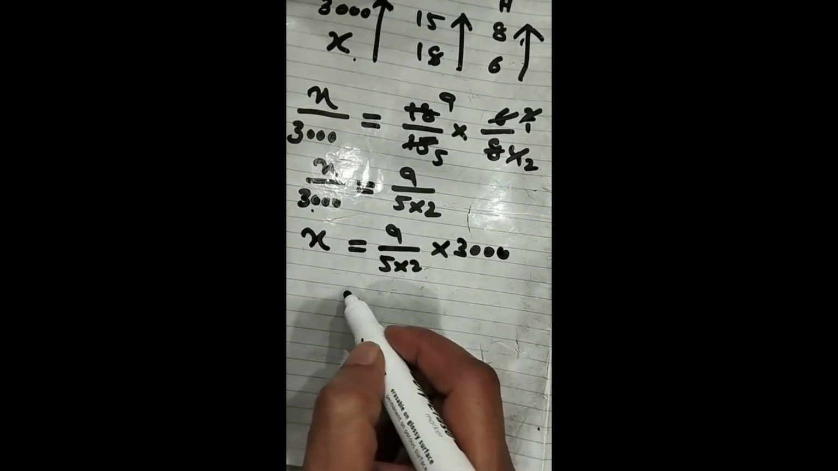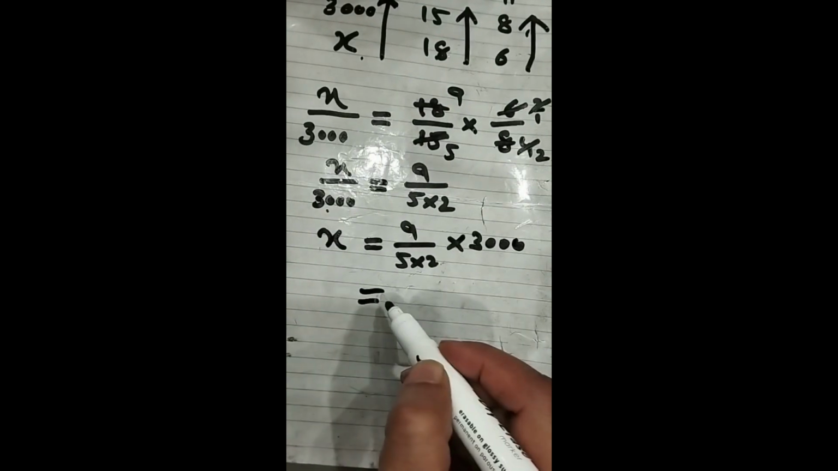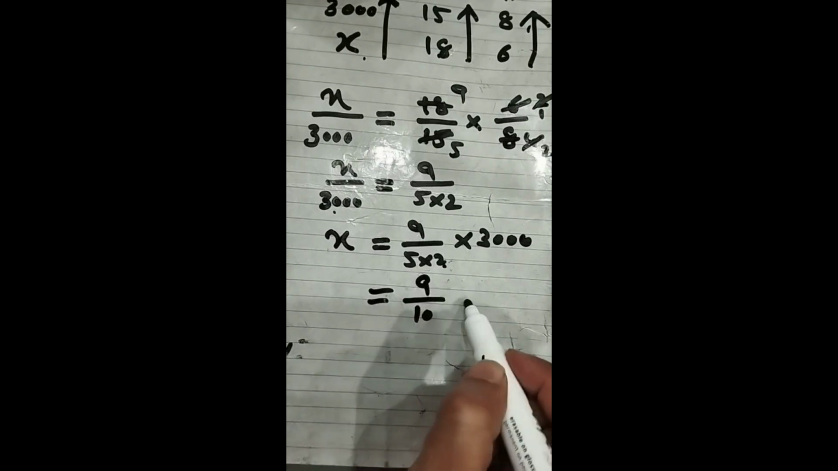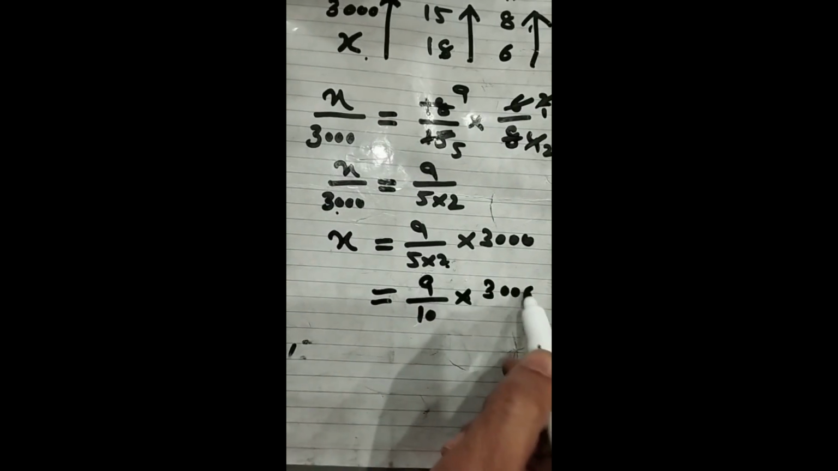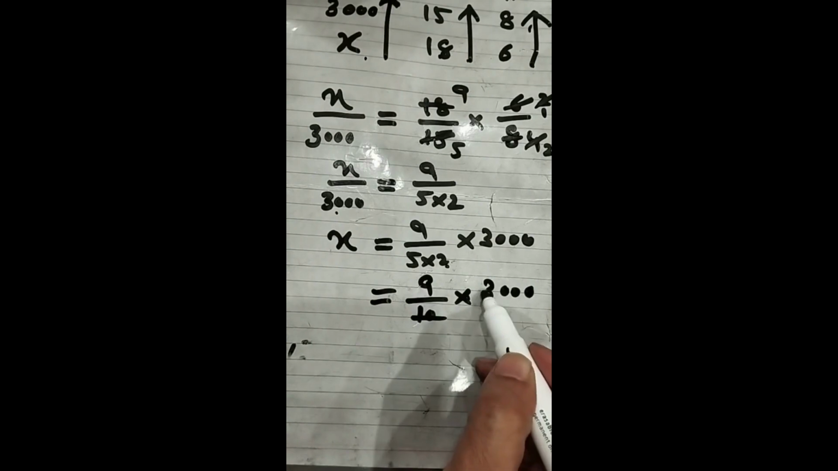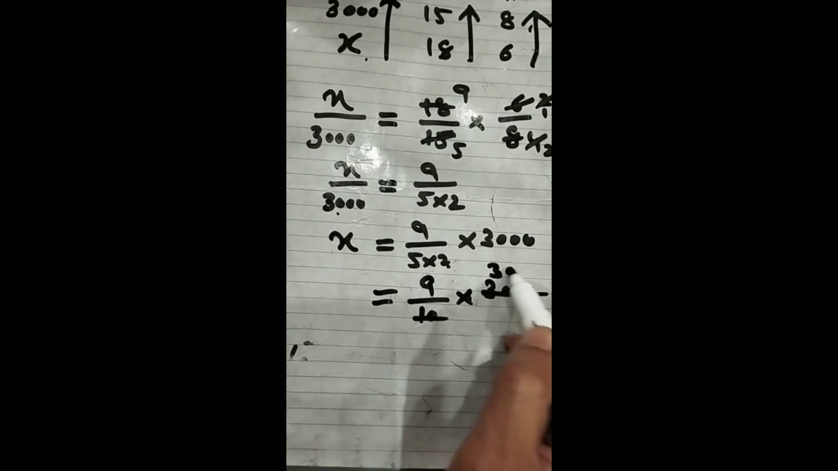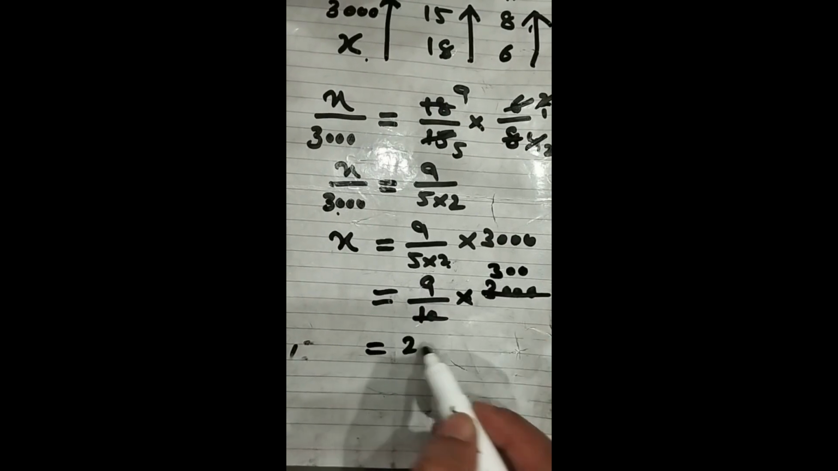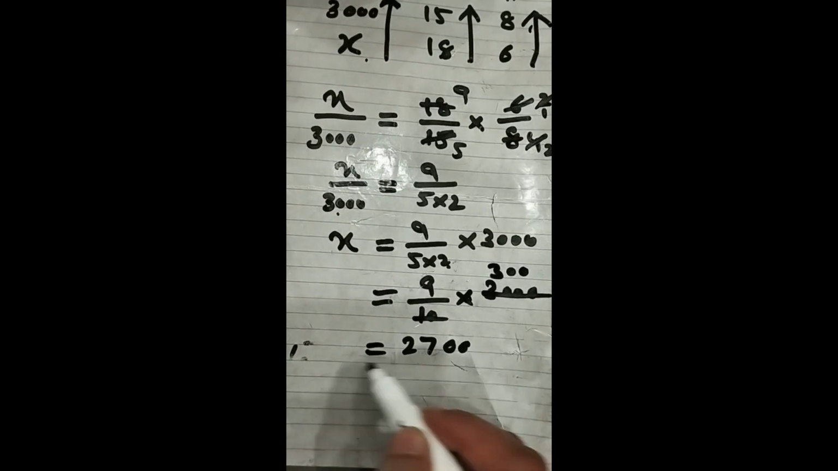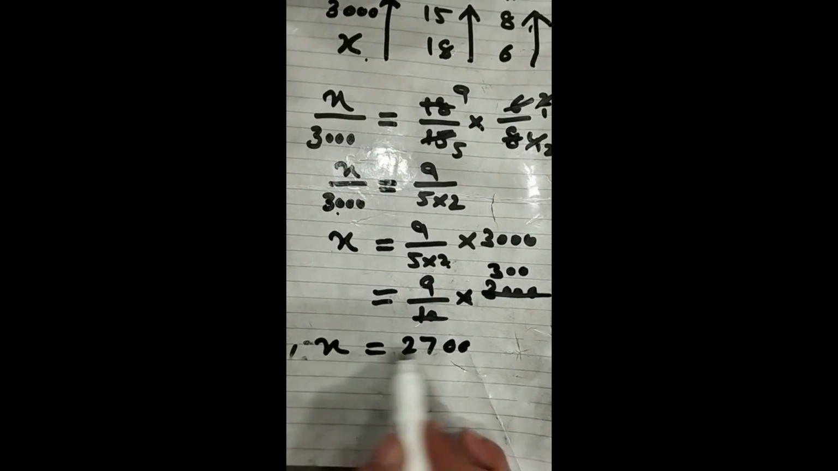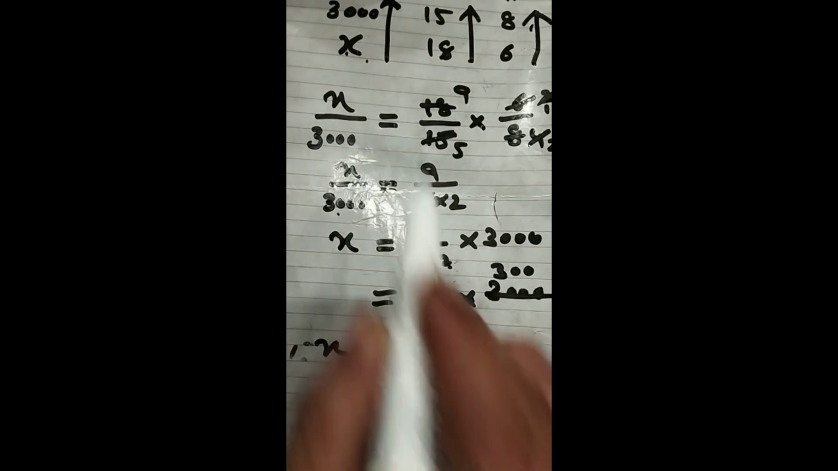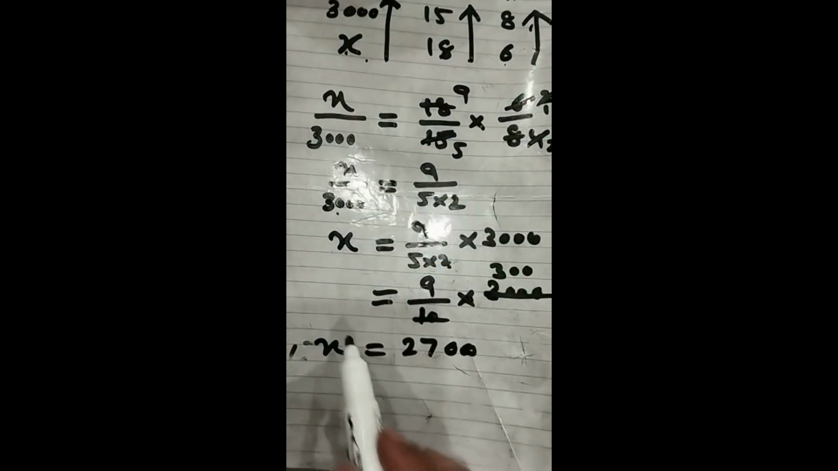Now we will further simplify this. How? 9 over 10, 5 into 2 is 10, multiplied by 3000, and this 10 is cancelled with 3000. Here 300 is left, and we are left with 9 multiplied by 300. It will be 2700. So it means X is equal to 2700. So 2700 bottles will be filled by 18 workers working for 6 hours a day.